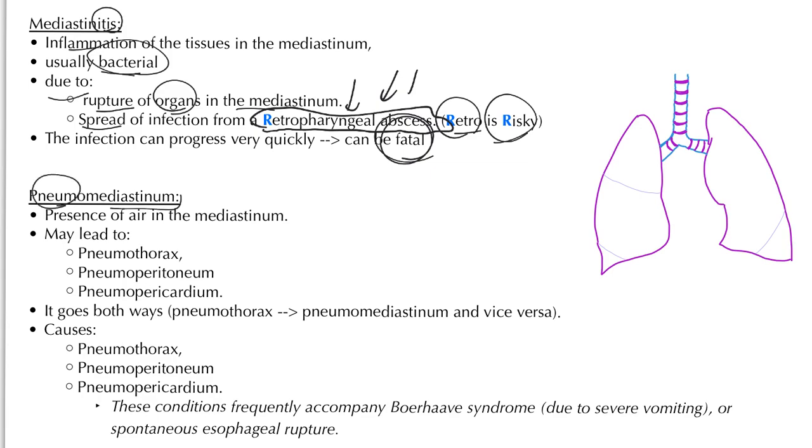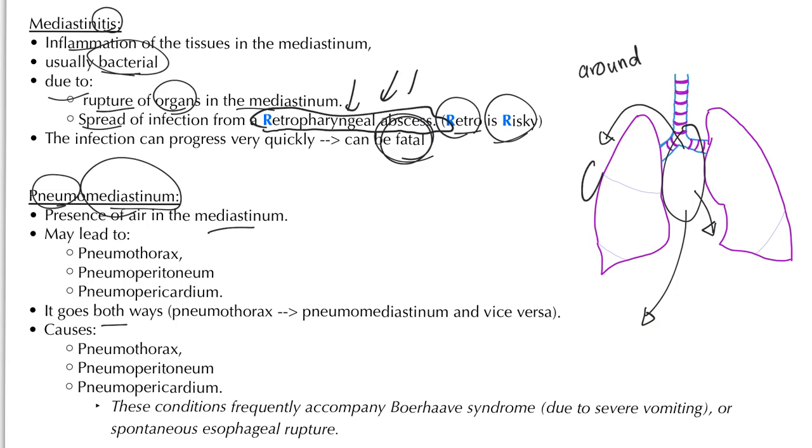Pneumomediastinum, pneumo means air, mediastinum, it's air in the mediastinum. This air in the mediastinum, so pneumomediastinum, can lead to pneumothorax, so we have air in the pleural cavity. Pneumoperitoneum, you have air in your peritoneal cavity. Pneumopericardium, you have air in the heart. And it can go both ways.